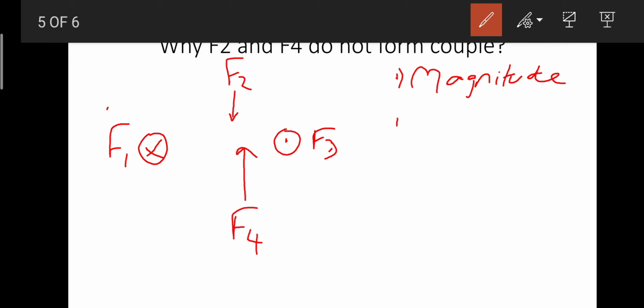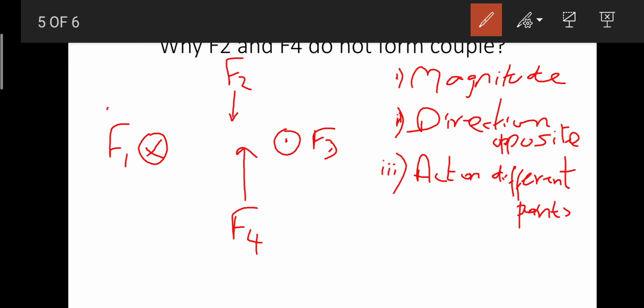Now the second condition for producing a couple is basically about direction, right? The direction of the two forces should be opposite. If I notice, the directions of F1 and F3 are opposite, and F2 and F4 are also opposite to each other.